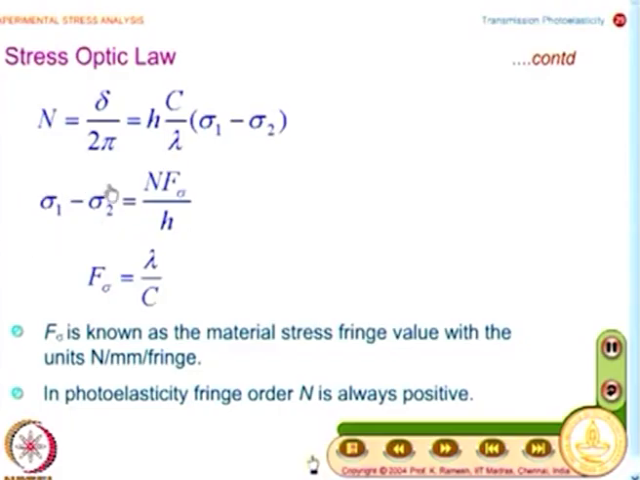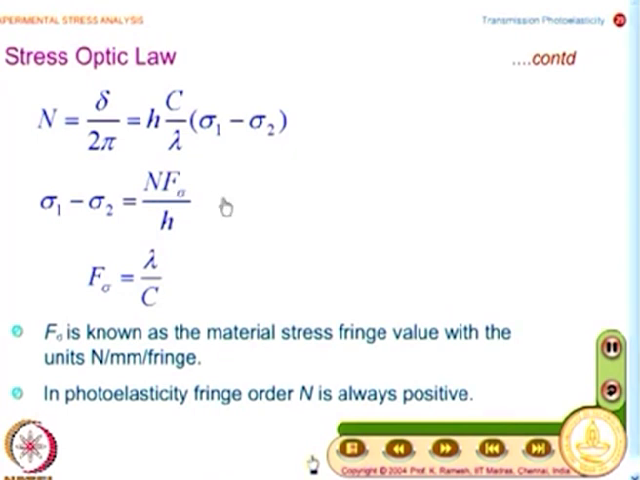Sigma 1 minus sigma 2 will not change at a point of interest. So, this product will change appropriately. So, if I have f sigma small, I will have more fringes. If I have f sigma high, I will have fewer fringes. This product will remain a constant.